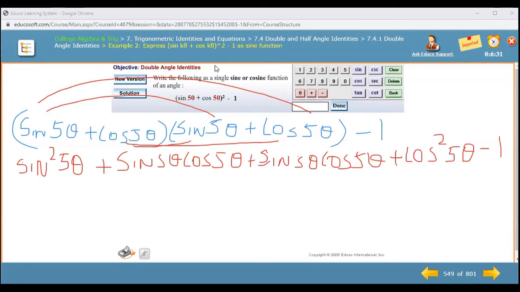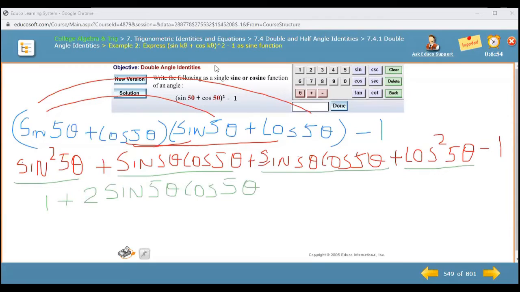Now again, this sine squared 5 theta and cosine squared 5 theta gives you positive 1. These two things combine together and give you plus 2 sine 5 theta cosine 5 theta, and the last one is minus 1. 1 and negative 1, they cancel out. We are left with 2 sine 5 theta cosine 5 theta.